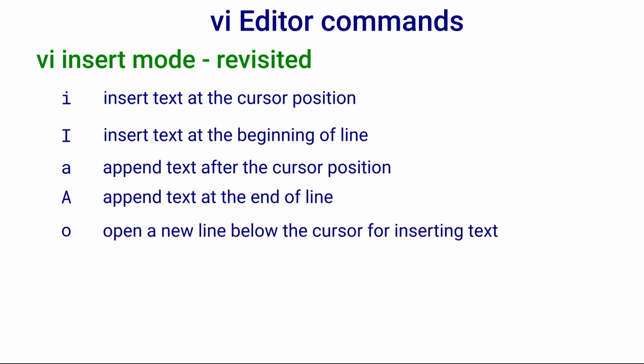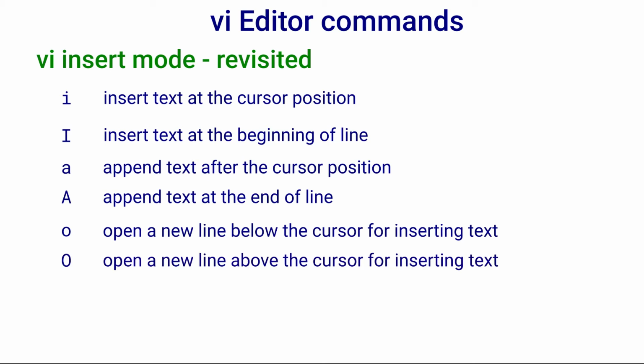Lowercase o opens a new line below the cursor for inserting text. Uppercase O opens a new line above the cursor for inserting text. Once you are done with inserting text, you can press escape to toggle to the command mode. Now we look at some important editing commands in VI.